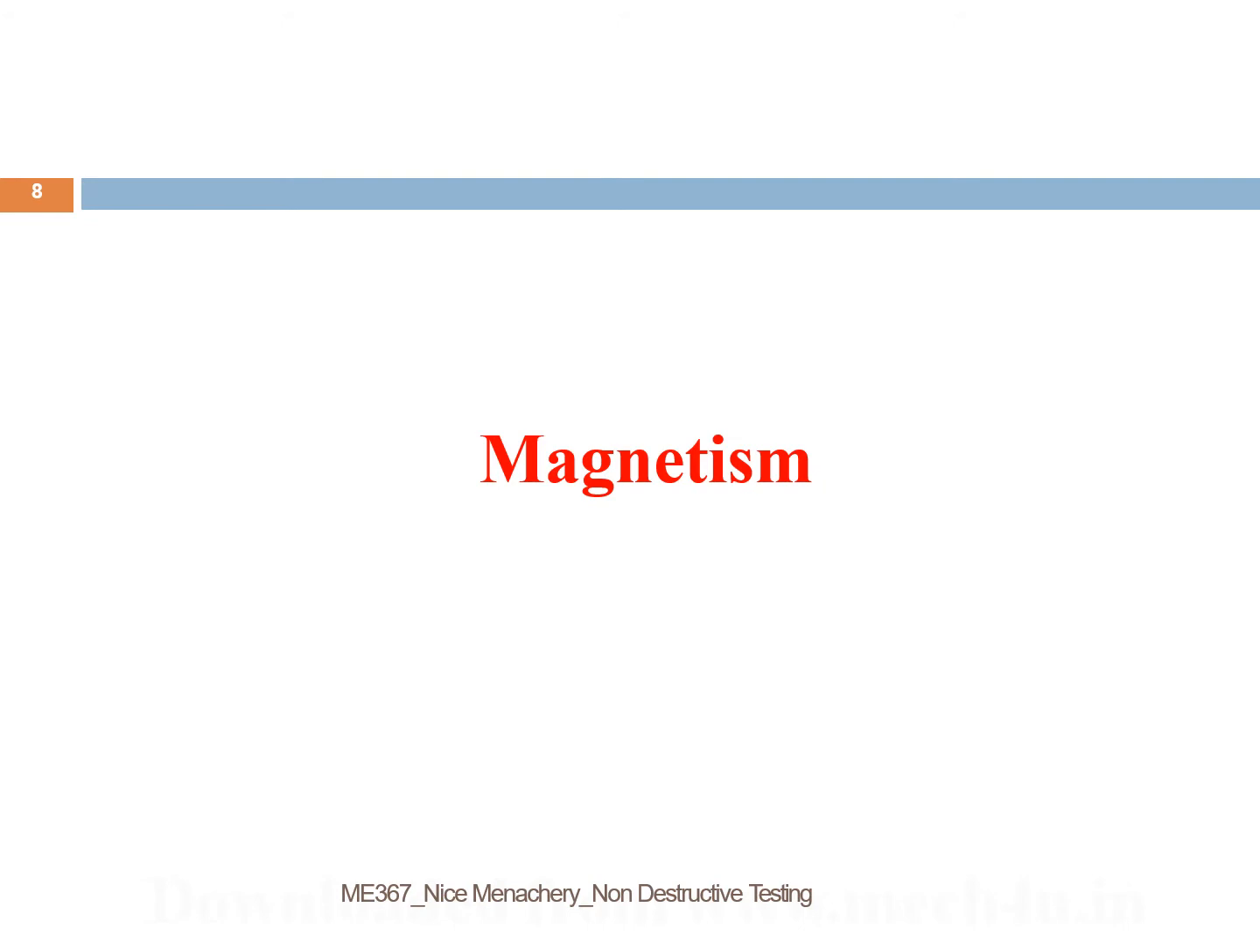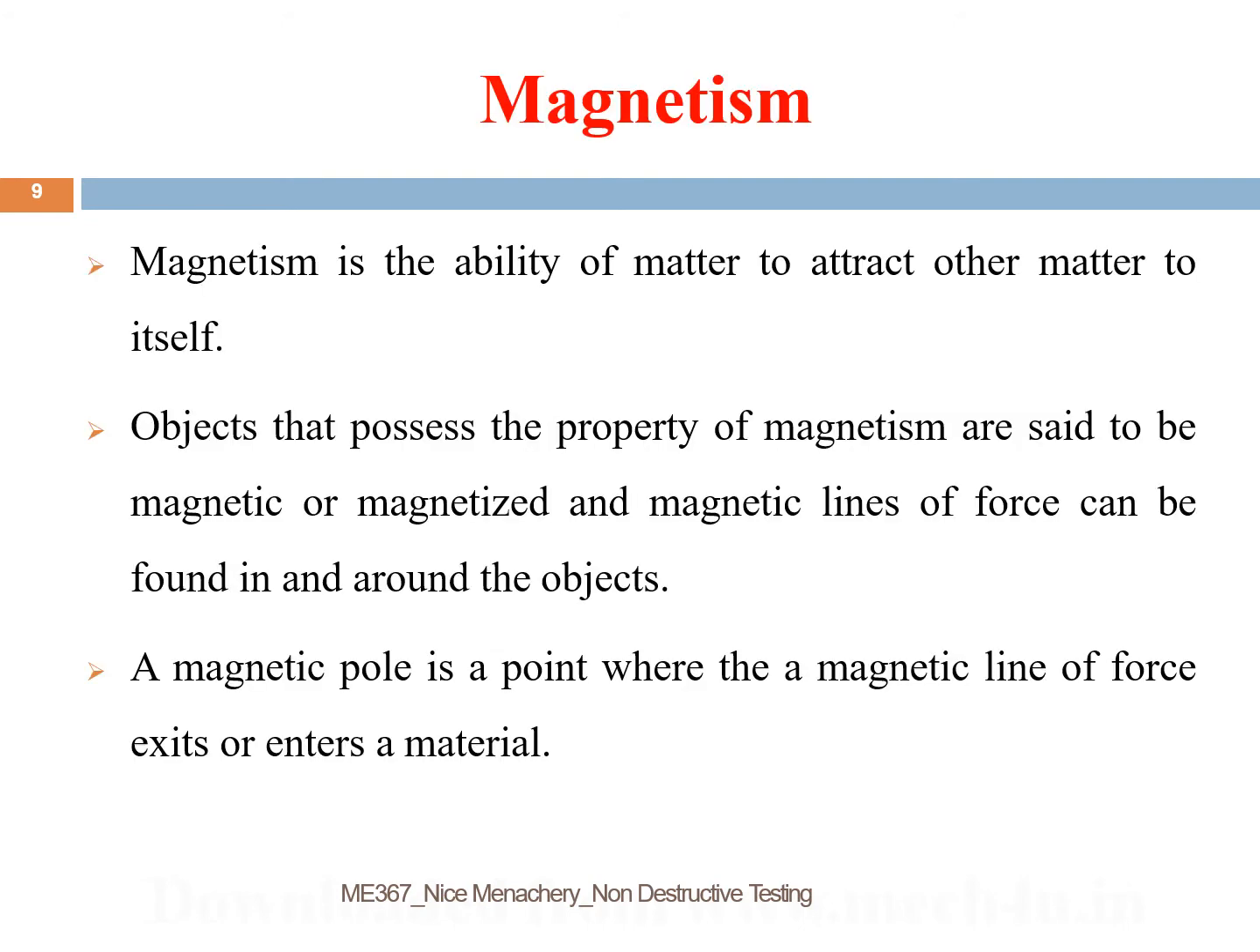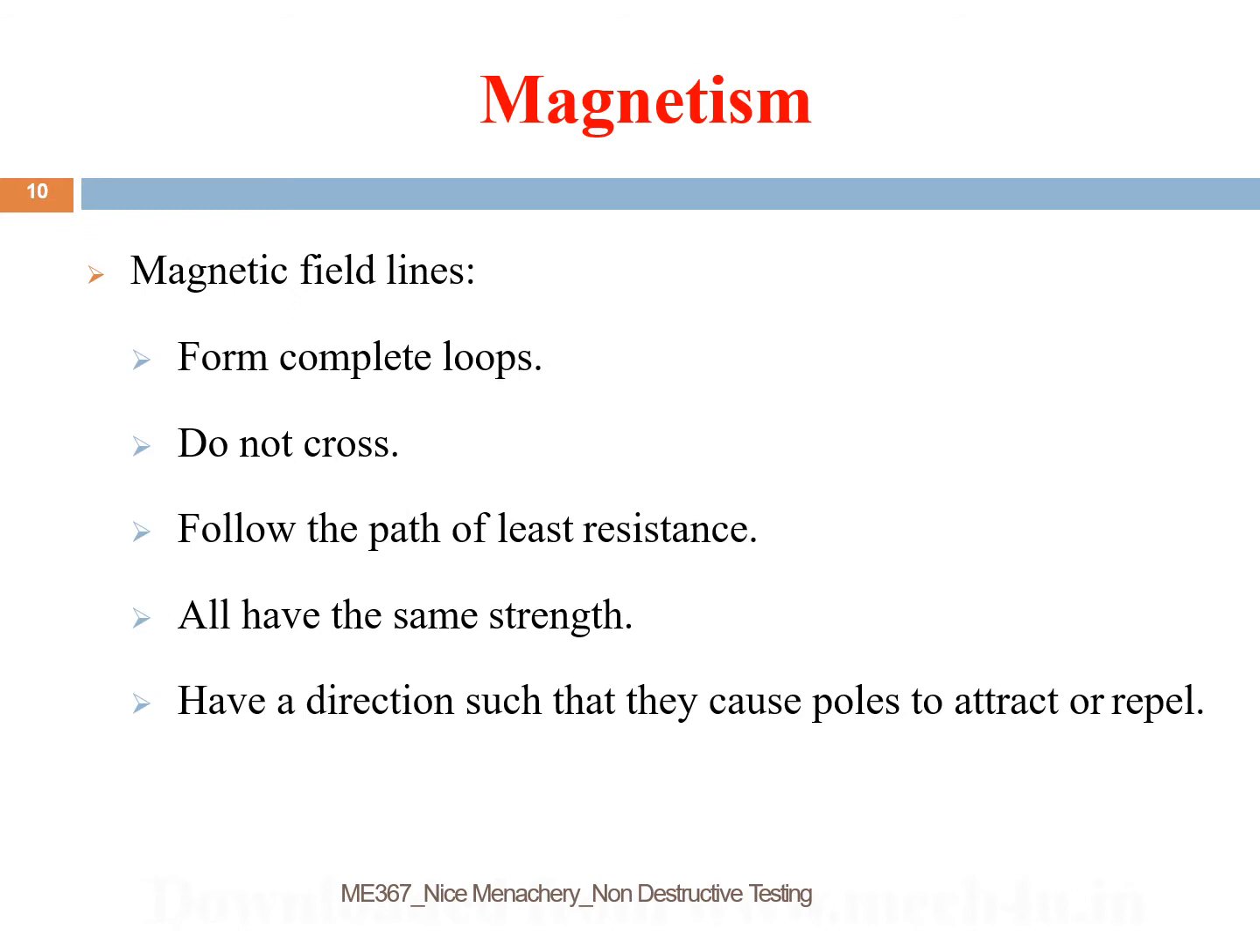We'll go into the definitions of magnetism. Now, magnetism is actually the ability of matter to attract other matter to itself. Objects that possess the property of magnetism are said to be magnetic or magnetized, and the magnetic lines of force can be found in and around objects. And also, we have learned all these terms in your basic physics. And a magnetic pole is a point where the magnetic lines of force exit or enter a material.